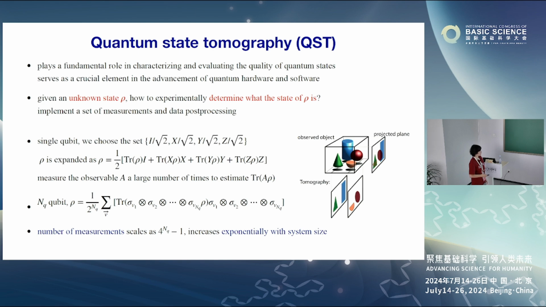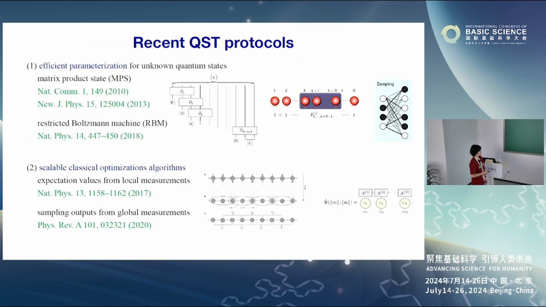For an N-qubit system, we can do something similar and finally determine all the coefficients before the basis. The difficulty is that the total number of measurements scales as 4 to the N, and it actually increases exponentially with the system size. So this is the difficulty in experiments.